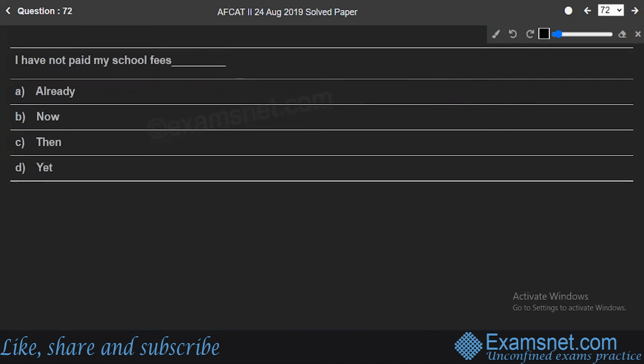Next, question number 72. I have not paid my school fees already, now, then, yet. Let's read again. I have not paid my school fees already. I have not paid my school fees now. I have not paid my school fees then, or I have not paid my school fees yet. Obviously, the others don't go well with the sentence. Yet is the answer. I have not paid my school fees yet. That means the school fees have not been paid yet. So this is the correct option, yet. That's option D. Hope this is clear. Let's move to the next question.